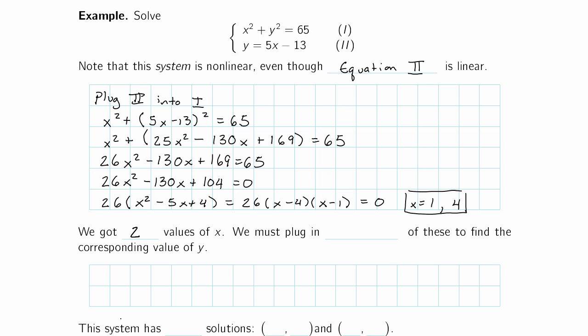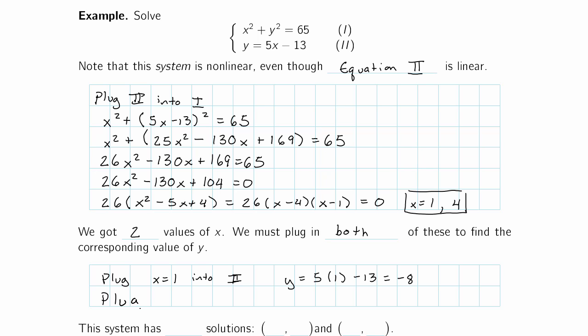So we got two values of x. We must plug in both of these values to get the corresponding values of y. Each x has a different corresponding value of y. And I'm going to use the linear equation for this, because nothing weird happens when I solve the linear equation. So when I plug x equals 1 into equation 2, I get y is 5 times 1 minus 13, which is negative 8.